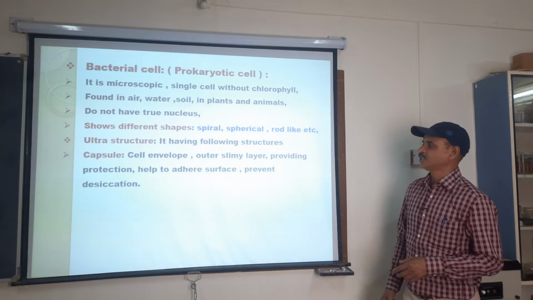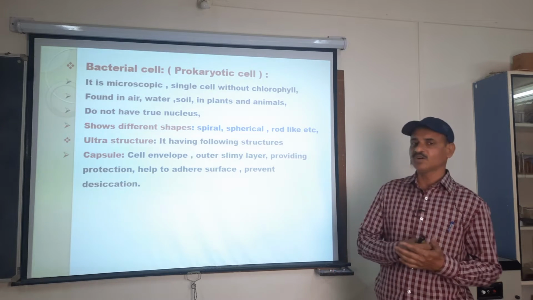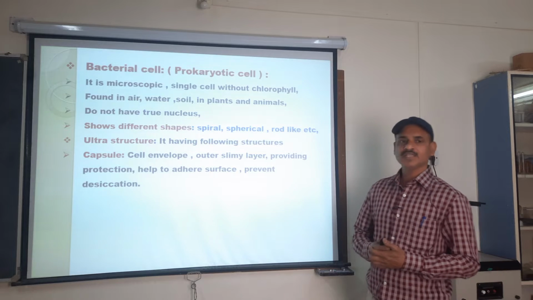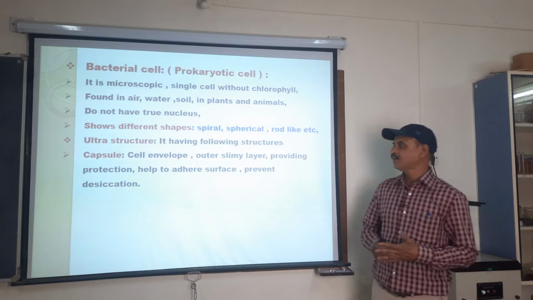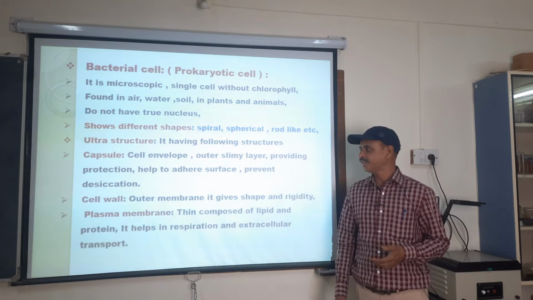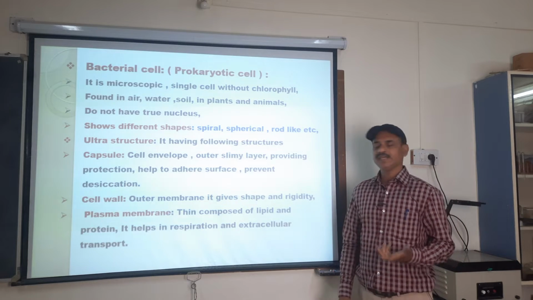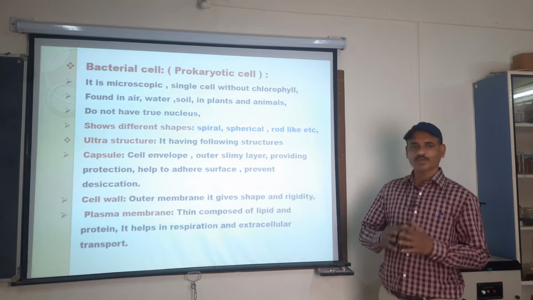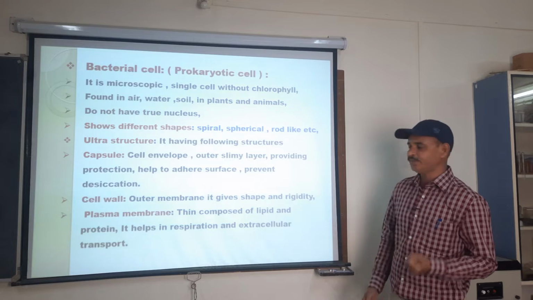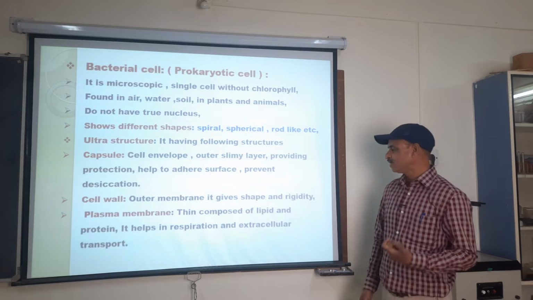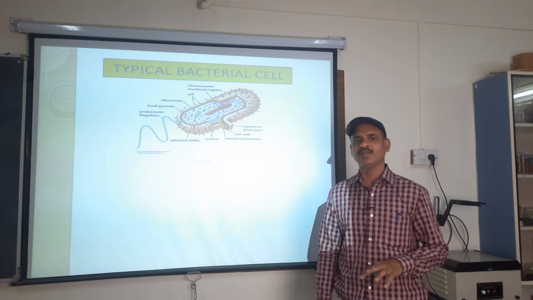It has the following structures. The bacterial cell consists of an outermost protective covering known as the capsule. It is also known as the cell envelope. The outer slimy layer provides protection, helps to adhere to surfaces and prevents desiccation. Next to the capsule is the cell wall. The cell wall gives proper shape and rigidity to the cell. Then inside the cell wall is the plasma membrane, a thin layer composed of lipids and proteins. It helps in respiration and extracellular transport.